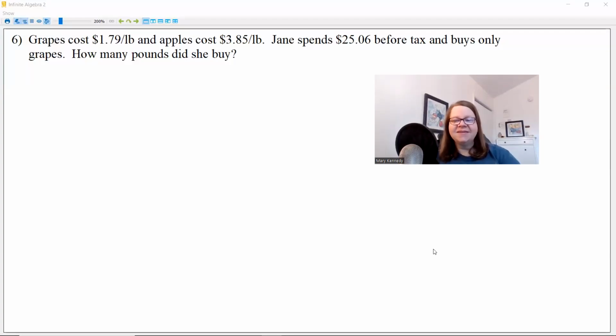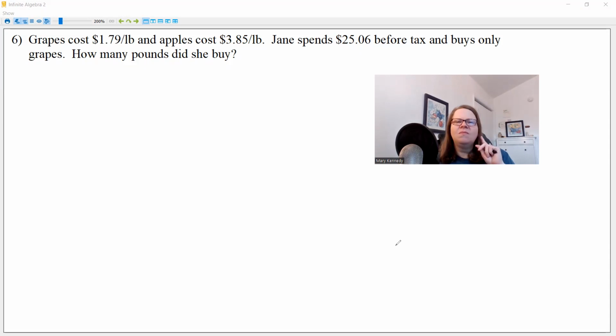Okay, here's a question that is kind of interesting. It seems pretty straightforward, but it does take a little bit of thinking as far as exactly how it's going to be set up. So it tells us the price of grapes per pound. It tells us the price of apples per pound. And we know how much this person spends, a very precise number before tax. So we're not having to think about sales tax.